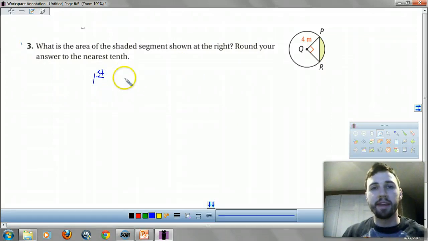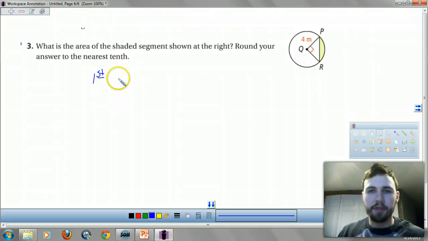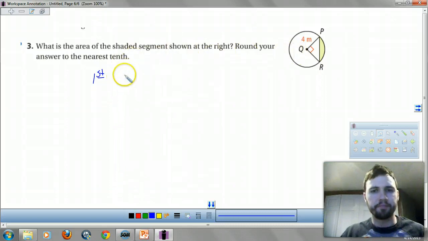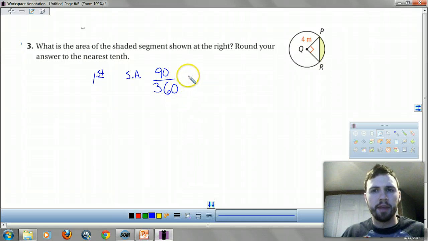First, we have to find that whole sector area, guys. That's 90, right? So to do that, my degree is 90, because that's a 90-degree angle, over 360. Degree over 360, we times that by pi times our r squared, right?